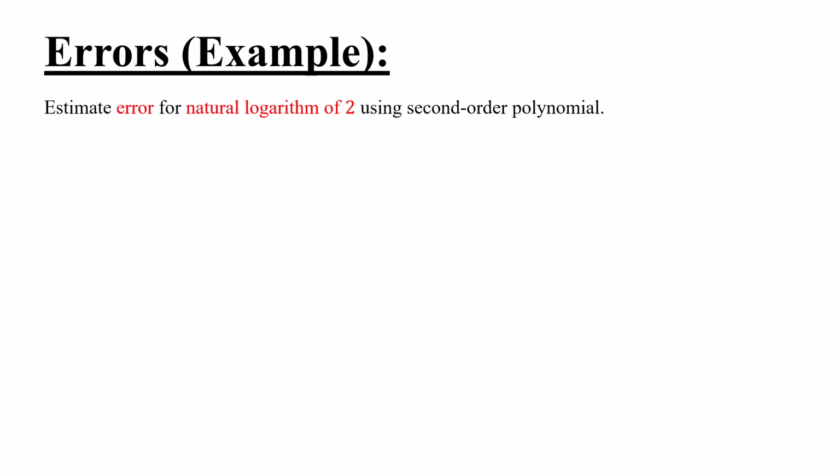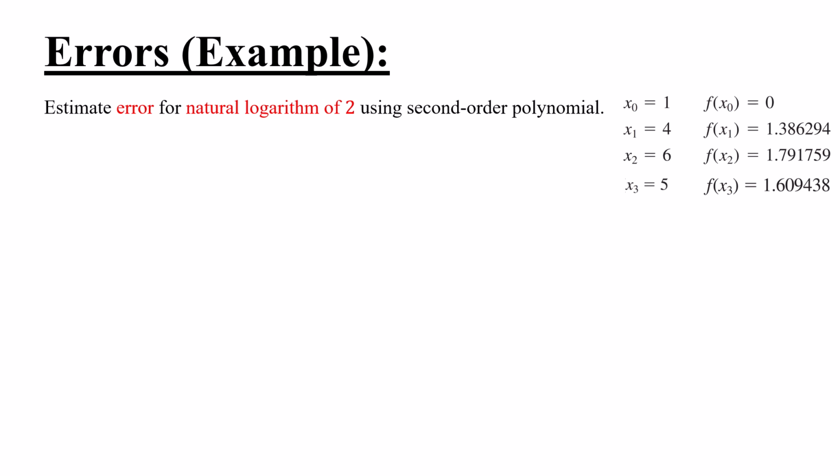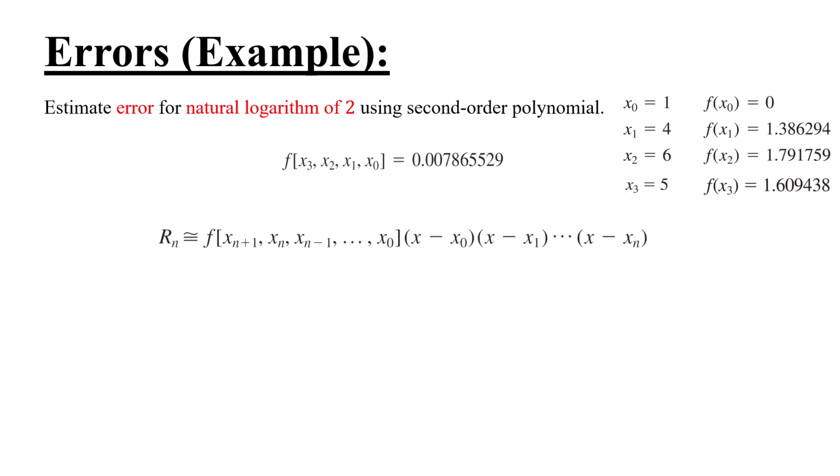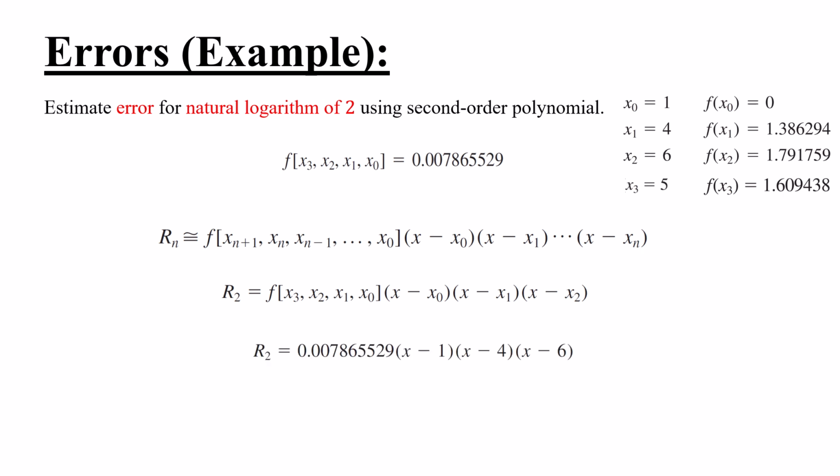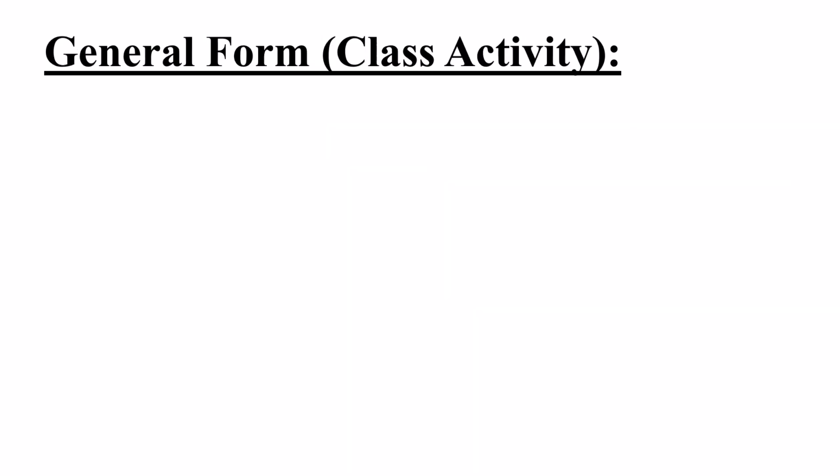For example, estimate the error for natural log 2 using a second order polynomial. How we do that? So this is the main idea. We just find out the x3. Okay, so we have 0 to 3, and we just want to apply this into this. When we do that, we get the R2 value. It's around 0.069248.